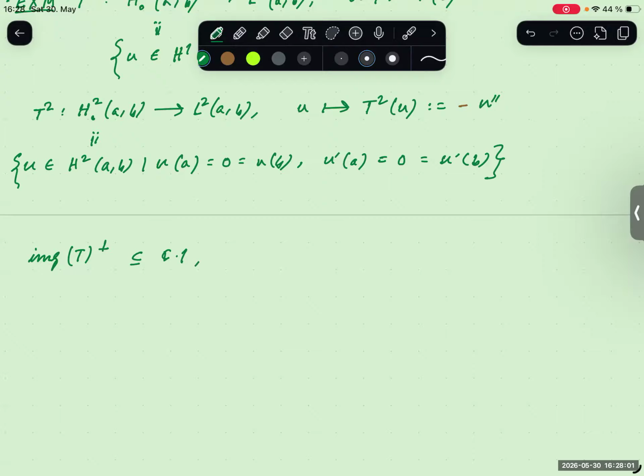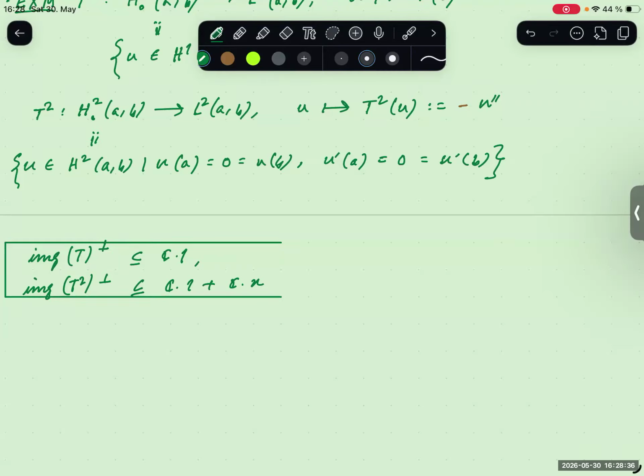And we also have the operator T square. I think it's natural to ask, what about the other? So right here, the image of T square, and then we take the perpendicular. This is a subset of C1 plus Cx. So we want to analyze the image of these operators.